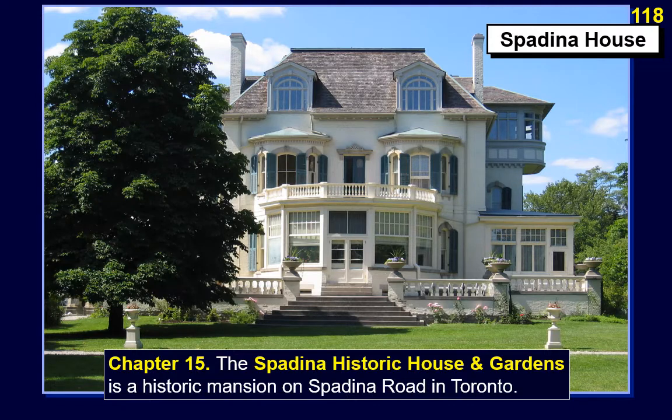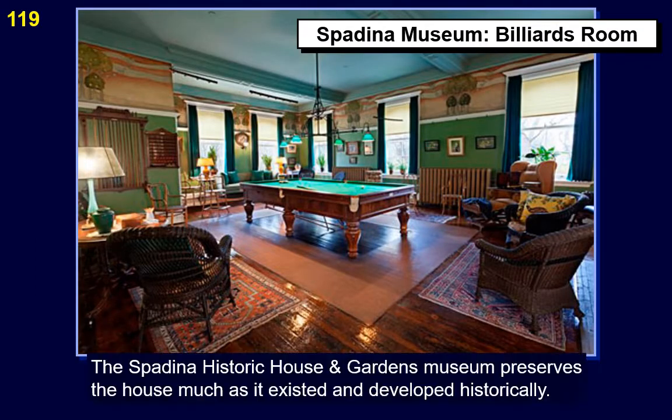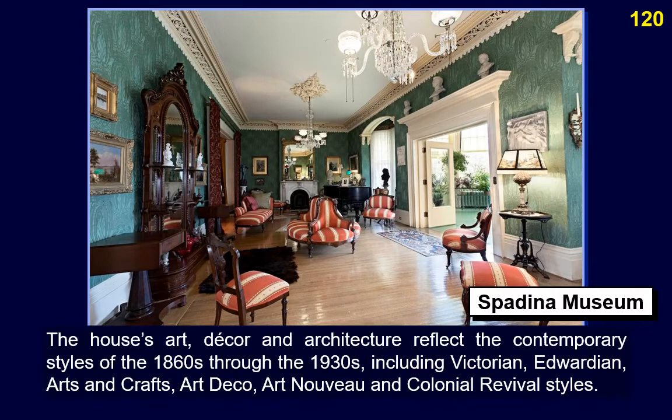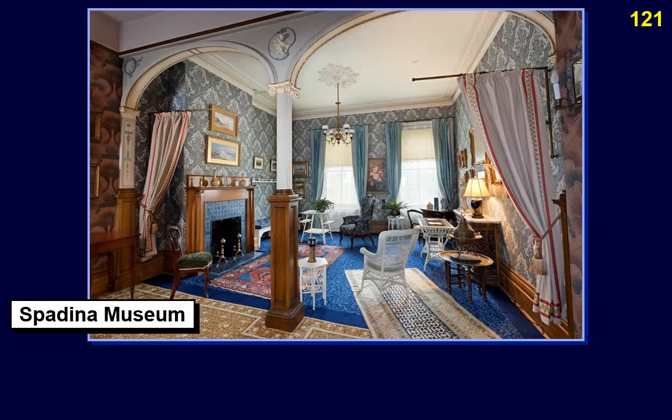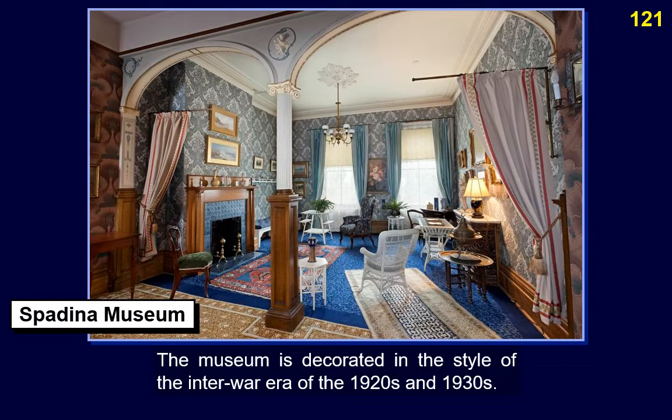Chapter 15. The Spadina Historic House and Gardens is a historic mansion on Spadina Road in Toronto. The Spadina Historic House and Gardens Museum preserves the house much as it existed and developed historically. The house's art, decor and architecture reflect the contemporary styles of the 1860s through the 1930s, including Victorian, Edwardian, Arts and Crafts, Art Deco, Art Nouveau and Colonial Revival styles. The museum is decorated in the style of the interwar era of the 1920s and 1930s.